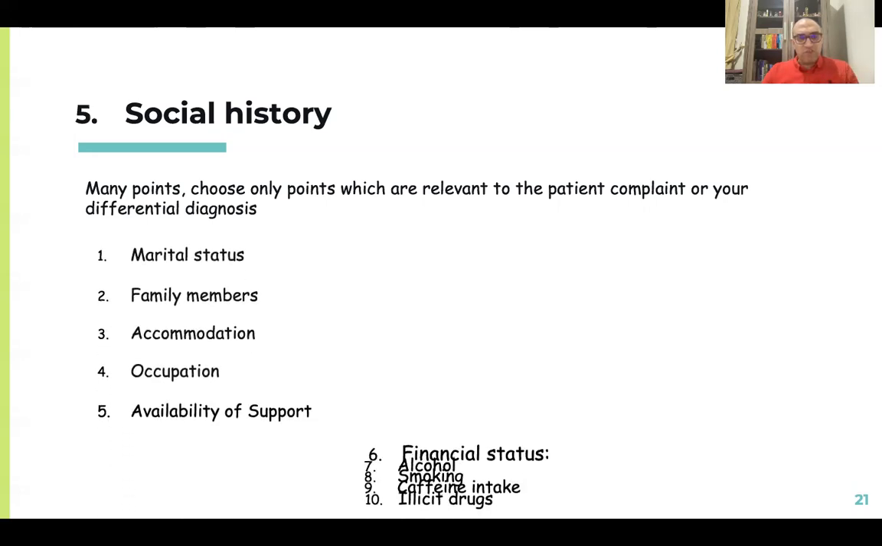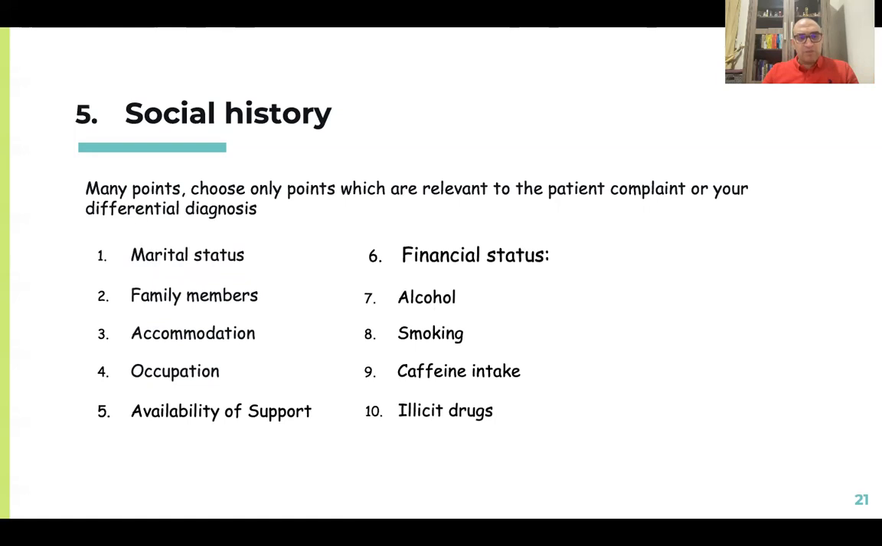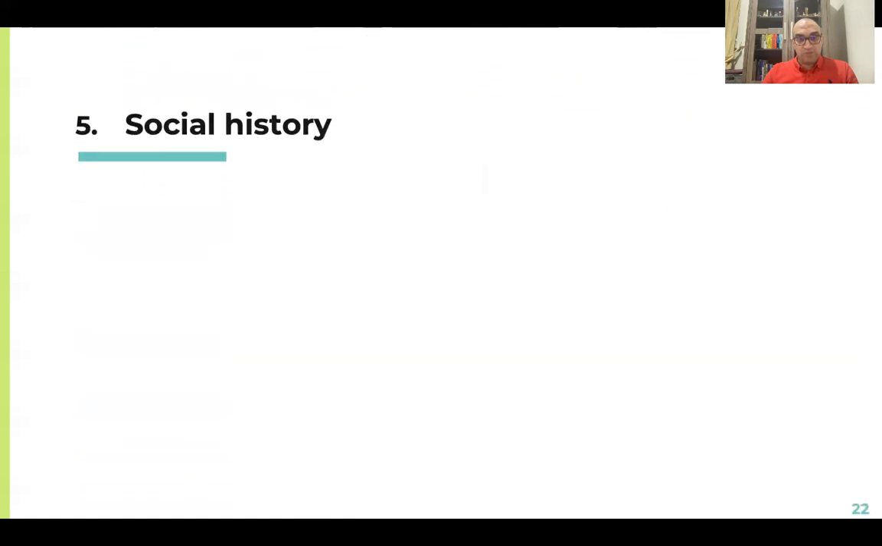Many points, about 15 points: marital status, family members, accommodation, occupation, availability of support, financial status, alcohol, smoking, caffeine intake, illicit drugs, travel history, diet, driving, pets, and sexual history.